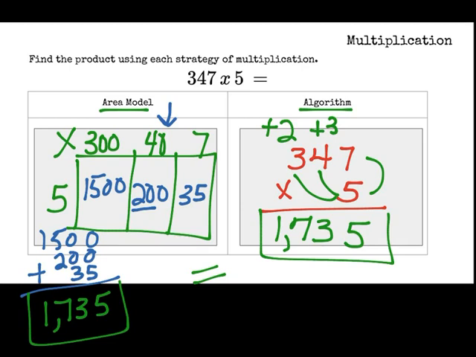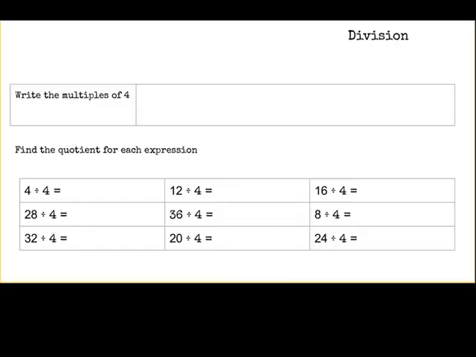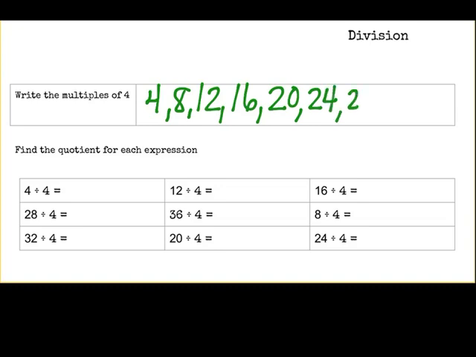When you're just given a multiplication problem and you're not told how to do it, you may choose any strategy that you want. Okay, for division, this is a review. What are our multiples of 4? 4, 8, 12, 16, 20, 24, 28, 32, 36, 40. Now, could I keep going? Most definitely. But we're going to stop with 4 times 10.